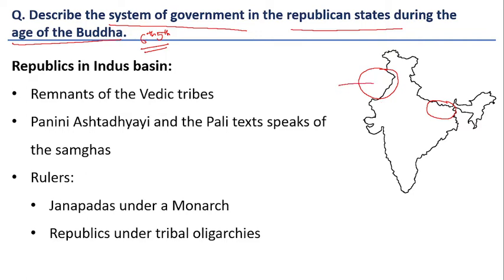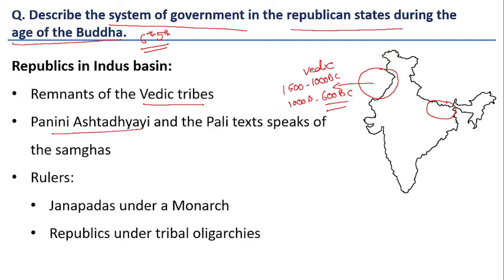Whatever republics existed, they were the remnants of Vedic tribes. The Vedic time period was Rigveda from 1500 BC to 1000 BC, and the Later Vedic period from 1000 BC to 600 BC. So during 600 BC, some republics were there, and they were remnants of Vedic tribes.